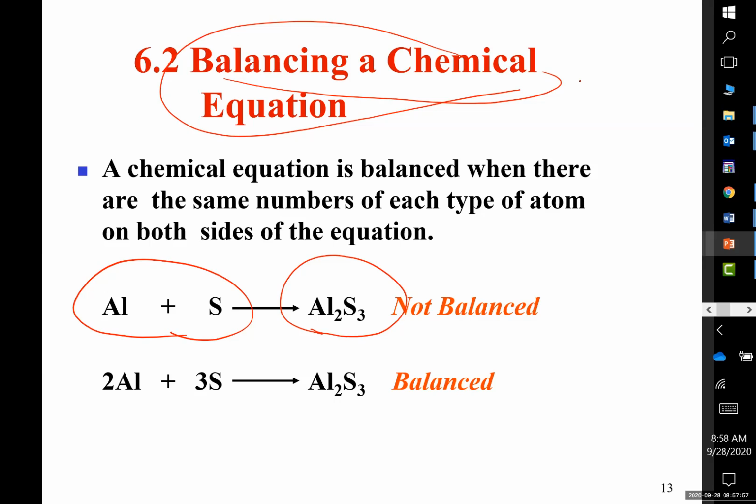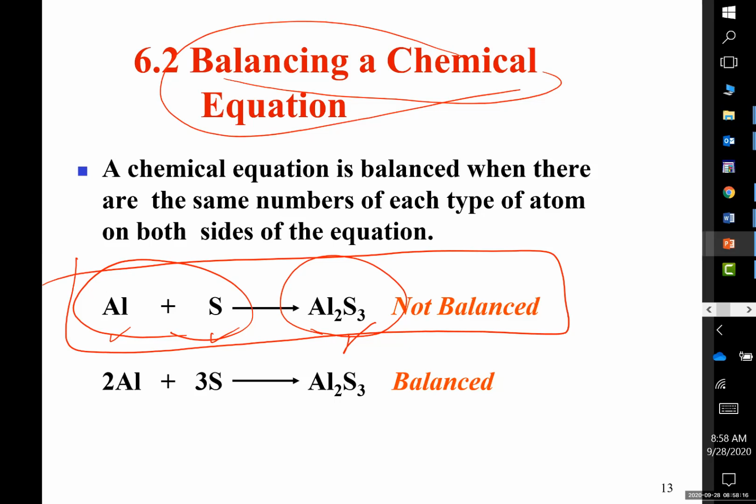It means if you are reacting aluminum with sulfur, and you get aluminum sulfide, and the formula of aluminum sulfide is Al2S3, I can't write the chemical equation as this. Why? Because there are two atoms of aluminum on the right, one atom of aluminum on the left. That means number of atoms are increased. That means atoms are created in a chemical reaction.